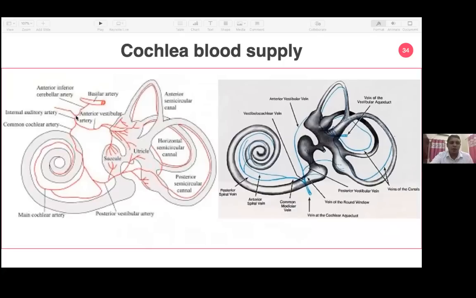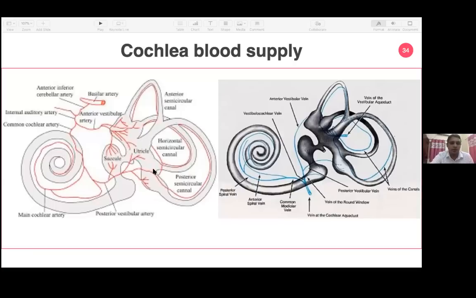Once the internal auditory artery comes here, it divides into the common cochlear and the anterior vestibular arteries. The anterior vestibular artery supplies the ampulla of the superior semicircular canal and the lateral semicircular canal, the superior portion of the saccule and a portion of the utricle, and also a portion of the posterior portion of the ampulla of the posterior semicircular canal.